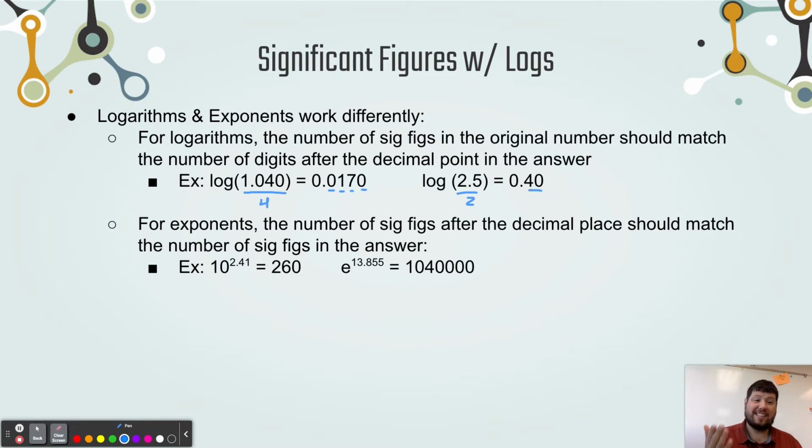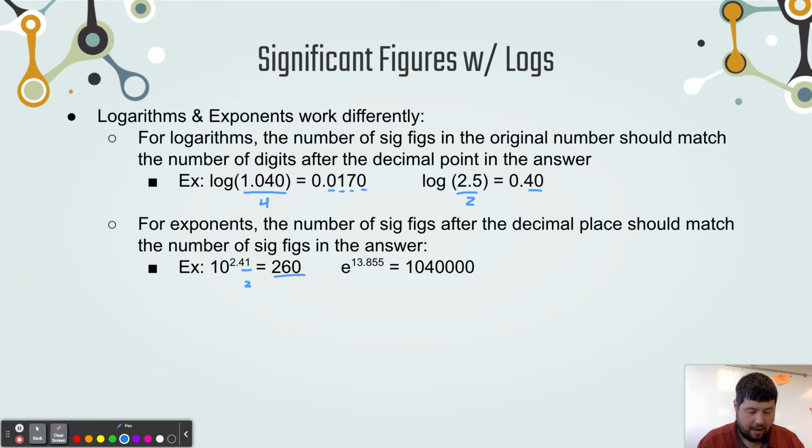For this next one, it's the exact opposite. If you're doing exponentiation, if you're taking 10 to some number or e to some number, and by the way, those will be the only bases we really ever see in physics, log base 10 and log base e. So those will be the ones we're doing exponentiation with. The number of sig figs after the decimal place should match the number of sig figs in the answer. So it's just the exact opposite. Because 2.41 has 2 sig figs after the decimal point, my answer should have 2 sig figs.